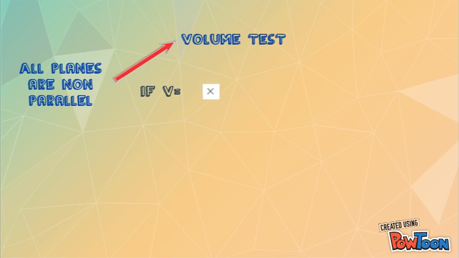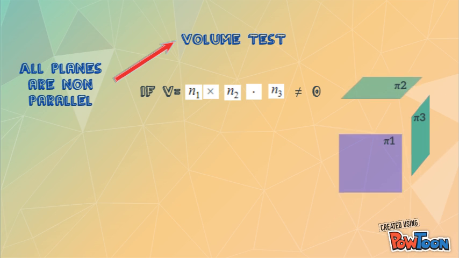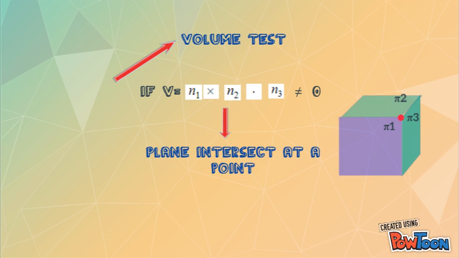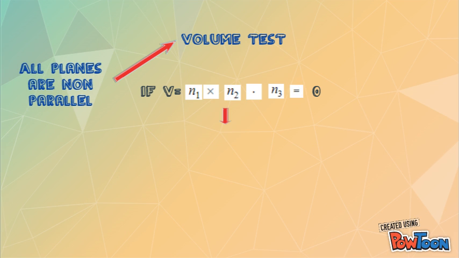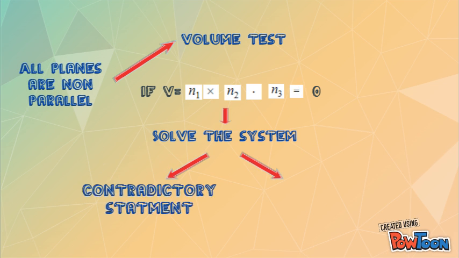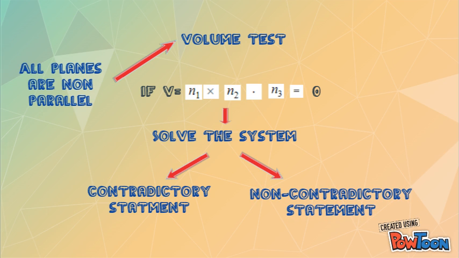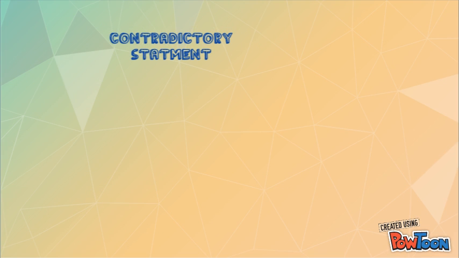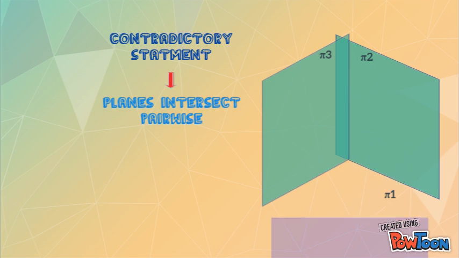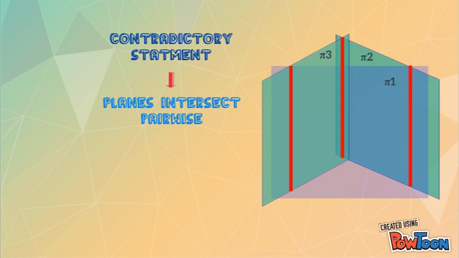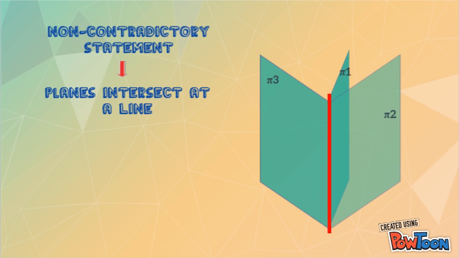First, we perform a volume test to determine if the three planes are coplanar or not. If it does not equal 0, then they are non-coplanar and they intersect at a point. If the volume test equals 0, the planes are coplanar. We then solve the system to determine if we get a contradictory or non-contradictory statement. In the case of a contradictory statement, the three planes intersect pairwise. Since there is no one solution that satisfies all three planes, the system is inconsistent. In the case of a non-contradictory statement, the three planes intersect at a line. Since there is a solution that satisfies all three planes, the system is consistent.